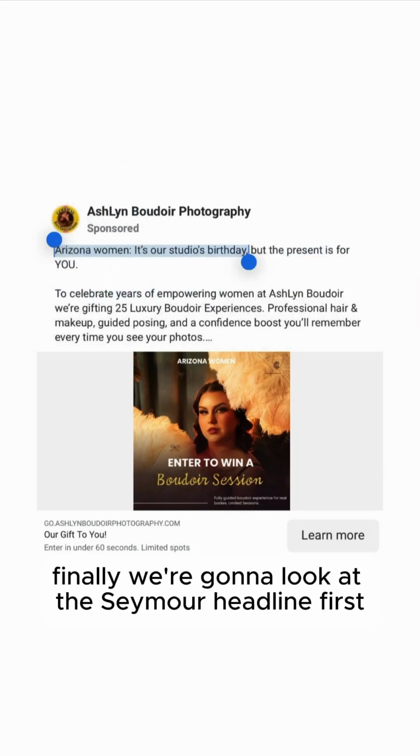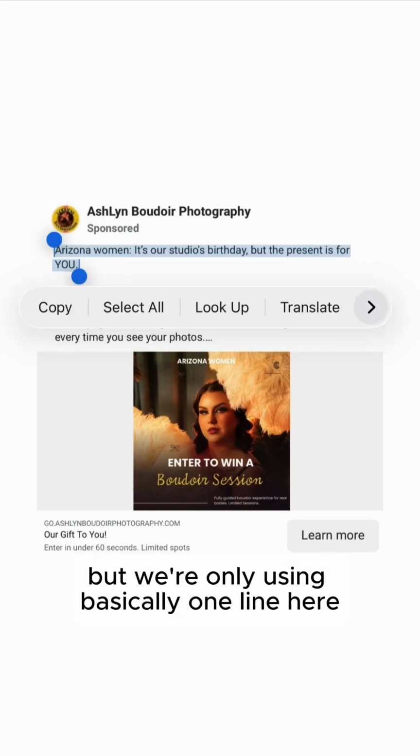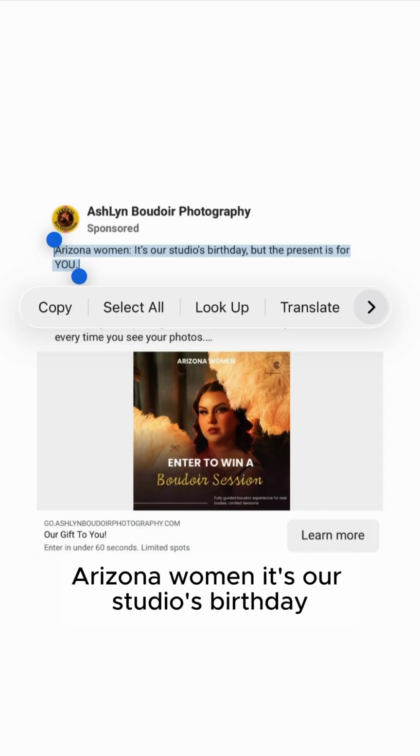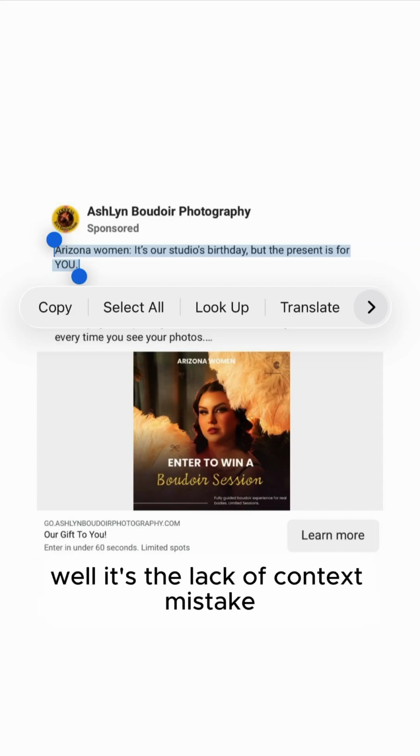Finally, we're going to look at the See More headline. The first 2 3/4 lines show in the Facebook newsfeed on mobile, but we're only using basically one line here: "Arizona women, it's our studio's birthday, but the present is for you."